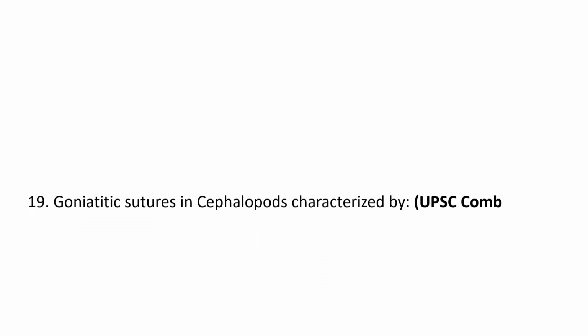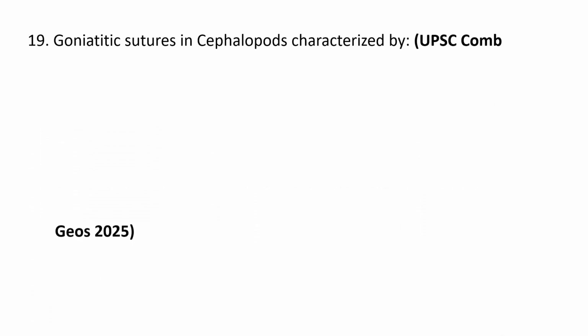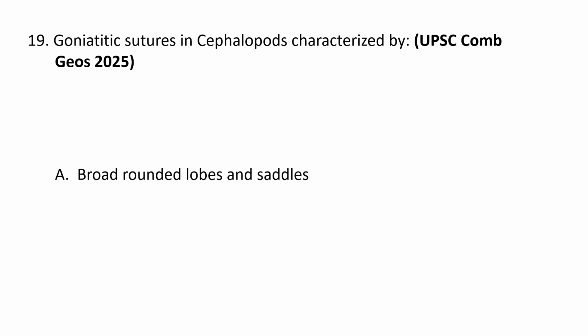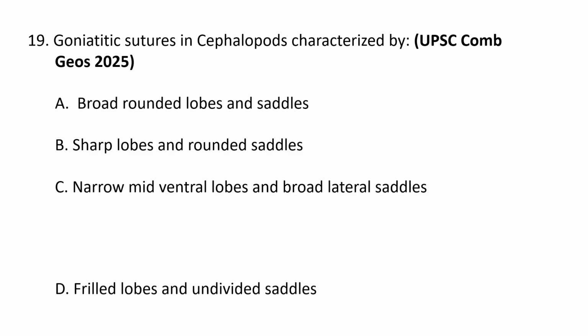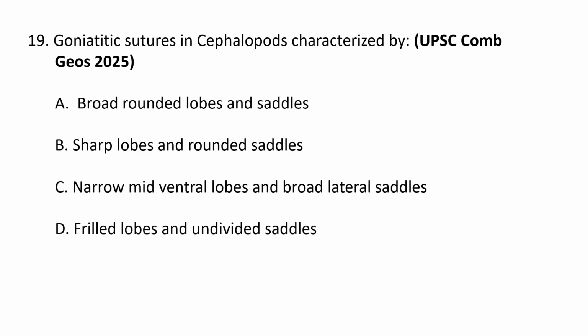Next question. Goniatitic sutures in cephalopods are characterized by A. Broad rounded lobes and saddles, B. Sharp lobes and rounded saddles, C. Narrow midventral lobes and broad lateral saddles, D. Frilled lobes and undivided saddles.